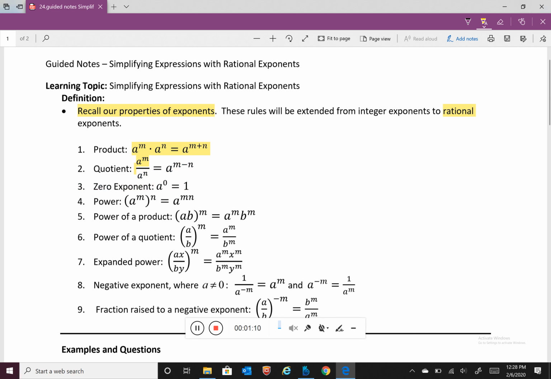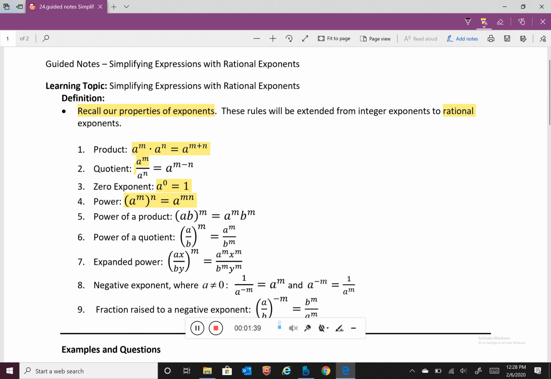Zero exponent rule. A base raised to the 0 power will always equal 1. Now you have to be careful there. If there's a coefficient out front and it is not being raised to the 0 power, then you must apply the zero exponent rule and then multiply by the coefficient. Our power rule, raise a power to a power, you're going to multiply those exponents.